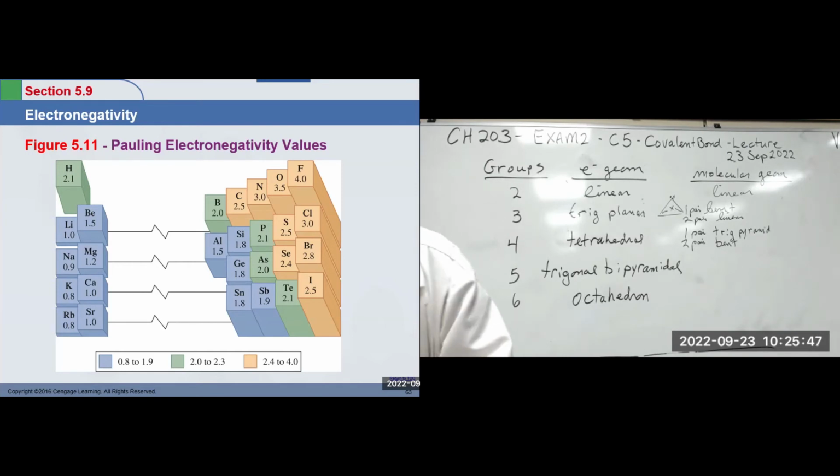And I'm not sure if I have that listed in here. I guess not. But there's a little chart.